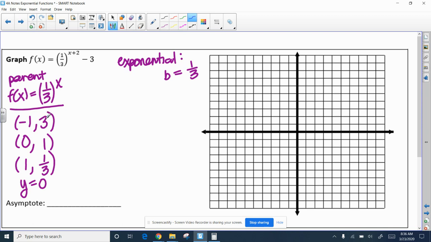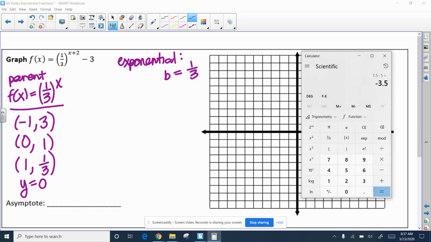Now, something like this, if you weren't sure about that point, about plugging in the -1, you can still use the calculator to help you with that. In parentheses, I would do 1/3 as my base, and then I'm doing that to the -1 power. Okay, and notice it gives me 3. So we could have also just done that with the calculator instead of trying to do that by hand.